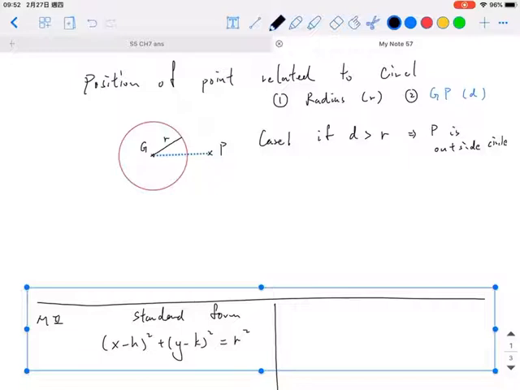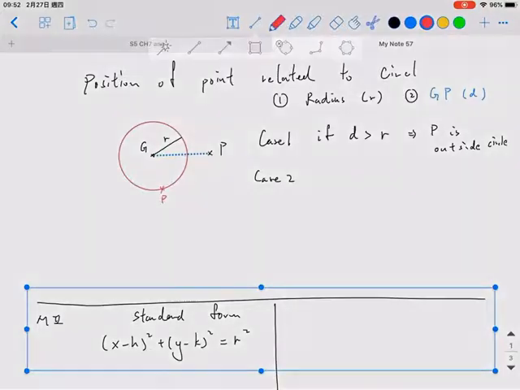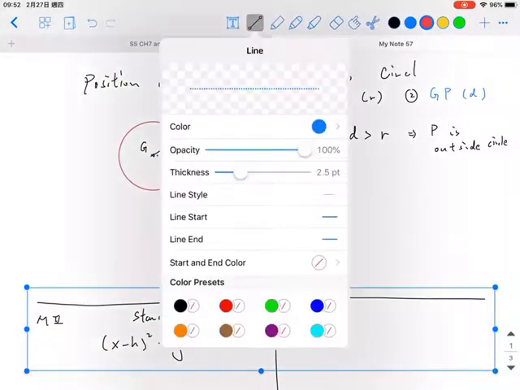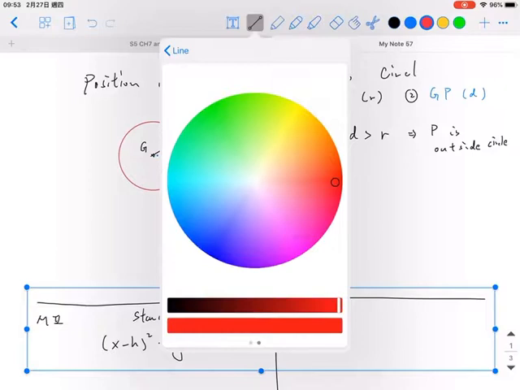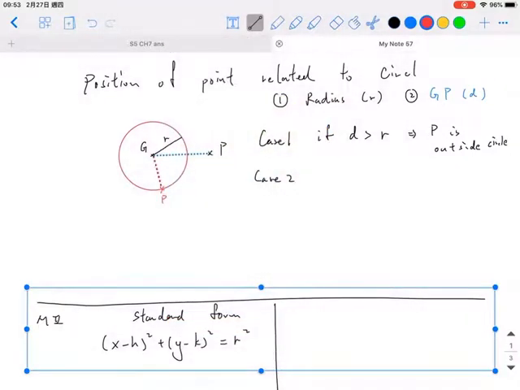Okay, it's very obvious. On case 2, let's say that another P is drawn in red color. For example, if P is here and the straight line, the distance between GP will become here. So that means if the distance D is equal to the radius, then P is on the circle.